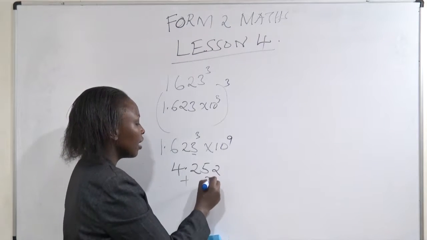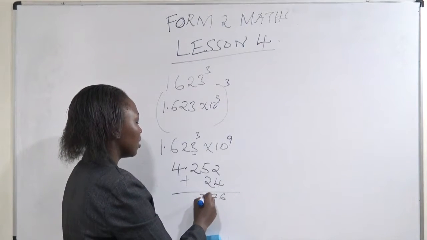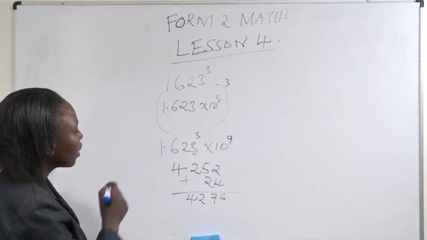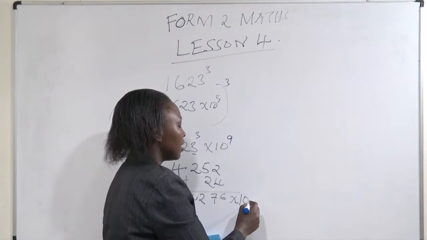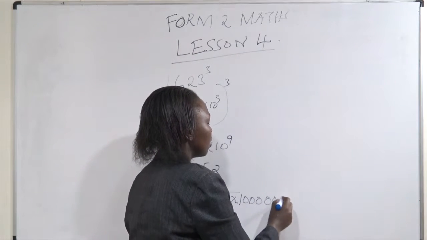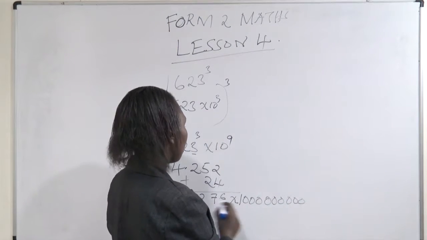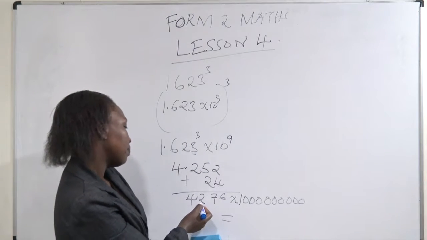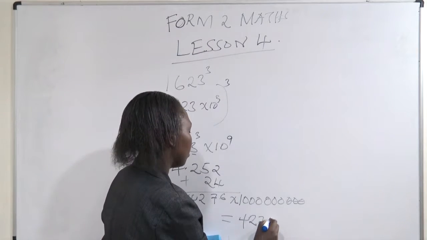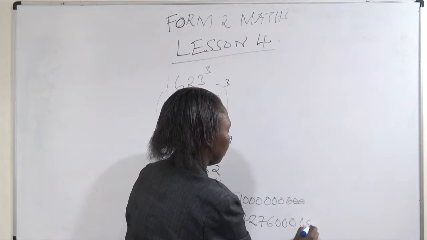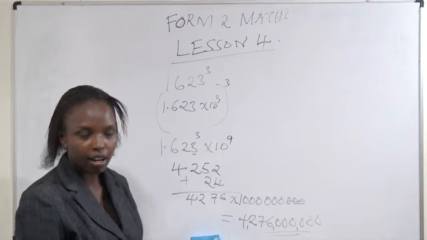So we add 24, and 2 plus 4 gives us 6, that one gives us 7. So we get 4.276, not forgetting to multiply it by 10 to the power 9. So we have 9 zeros like that. And for the answer, these 3 decimal places are going to cancel with that. So we get 4.276 thousand million. And that is the answer that you are supposed to get in that particular question.